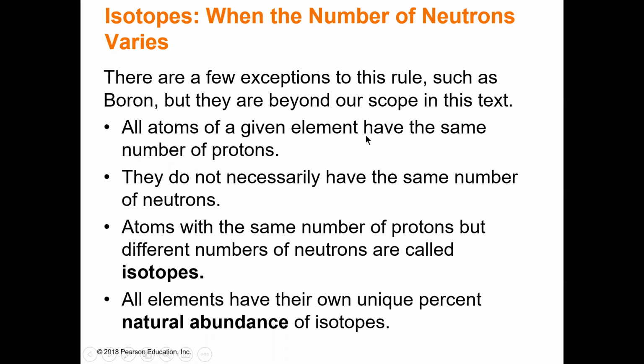All atoms of a given element have the same number of protons. They do not necessarily have the same number of neutrons. When we have an atom with the same number of protons, so it's the same element, but a different number of neutrons, we call it an isotope.